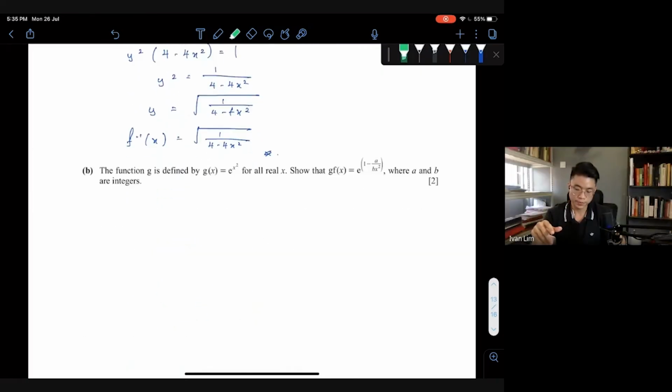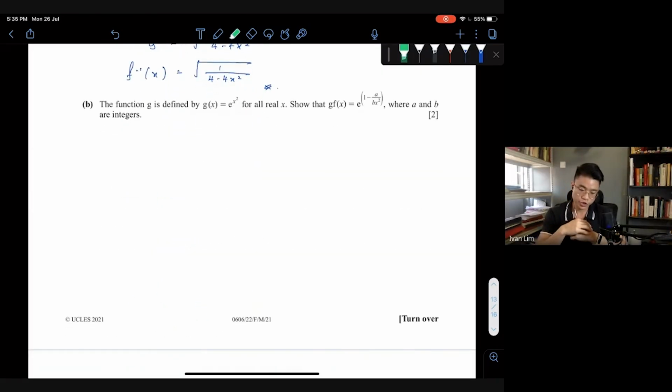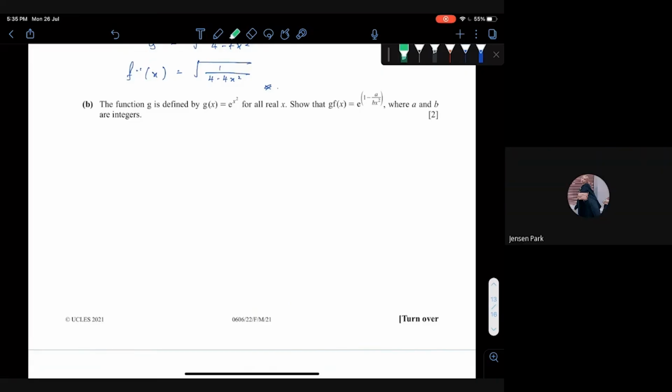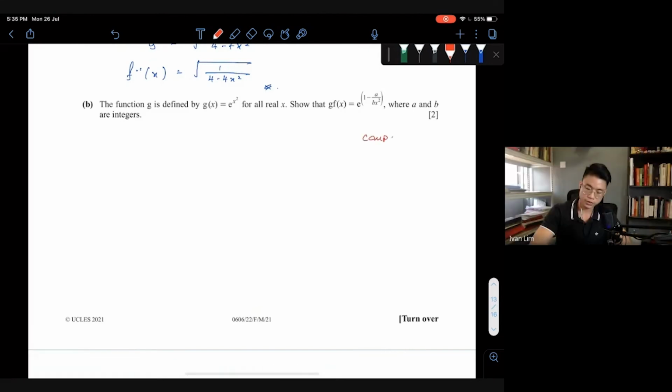Okay, question B. The function g is defined by g of x equals e to the power of x squared for all real x. Show that g f x equals e to the power of 1 minus a over b x squared, where a and b are integers. So this is a what question? Composite function.